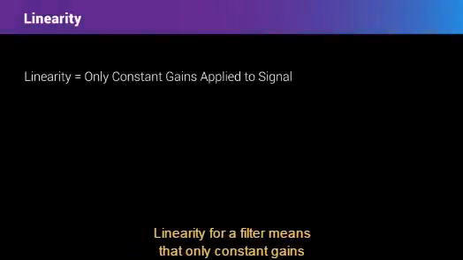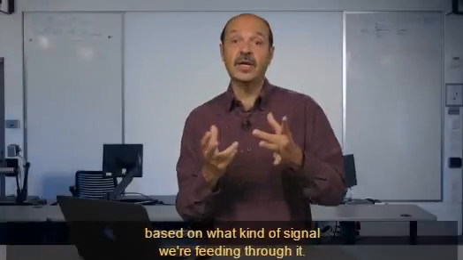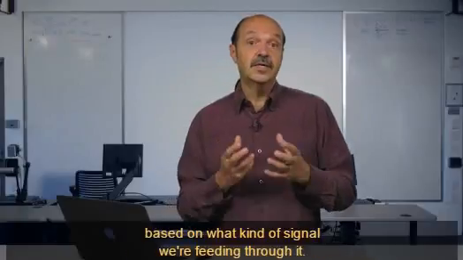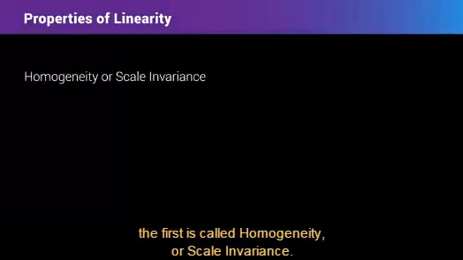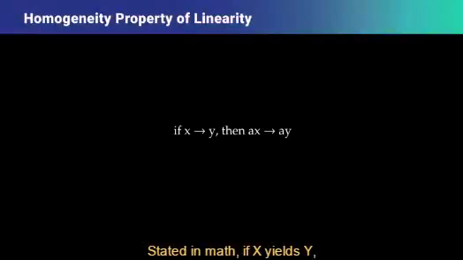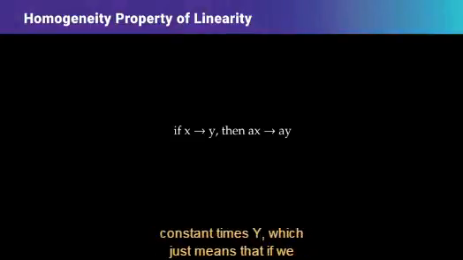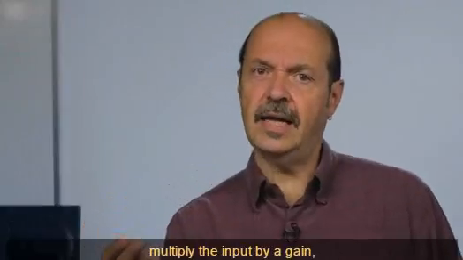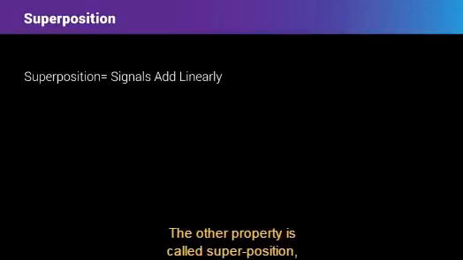Linearity for a filter means that only constant gains are applied to delayed versions of the signal. There's no monkey business inside that changes based on what kind of signal we're feeding through it. Strictly speaking, a linear system must obey two properties. The first is called homogeneity or scale invariance. Stated in math, if x yields y, then some constant times x will yield that same constant times y, which just means that if we multiply the input by a gain, we'll see the output go up by the same gain. The other property is called superposition, which means that signals add together linearly.